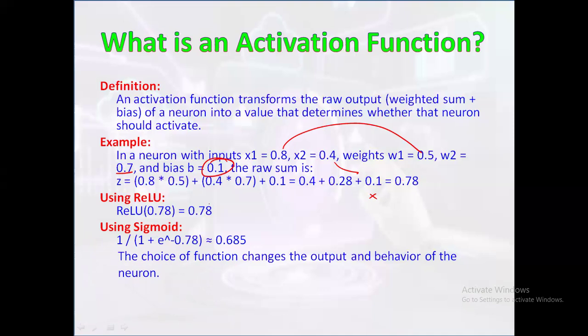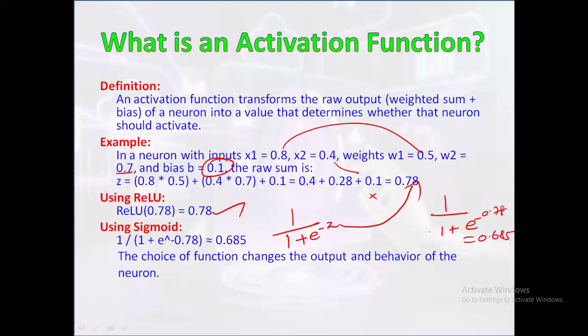If you are using the ReLU function, ReLU of 0.78 is 0.78. And using the sigmoid function, we know the formula is 1 divided by 1 plus e to the power minus z. Substituting z, we get 1 divided by 1 plus e to the power minus 0.78, which is 0.685. So the neuron outputs 0.685 instead of 0.78. This transformation ensures that values are kept between 0 and 1, preparing the signal to be passed to the next layer in a controlled way.